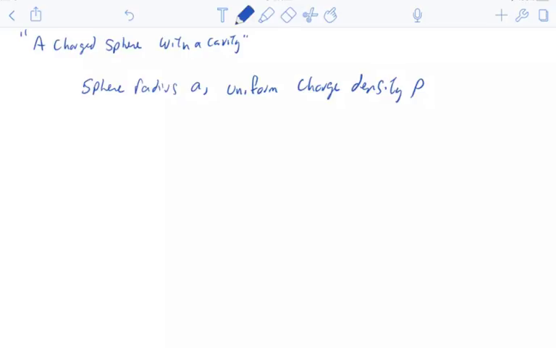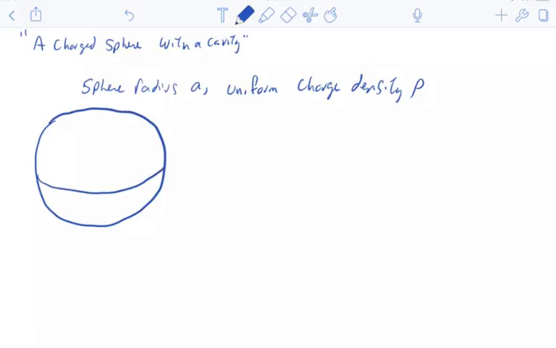I'm going to draw a picture of it, okay? At this point in time, you guys are like, enough with the pictures already. And I'm like, no, pictures are great. I love drawing them.